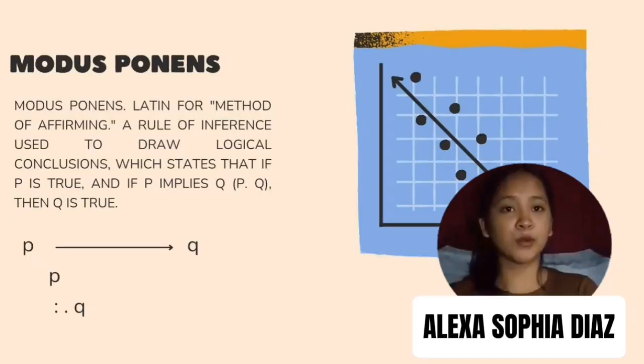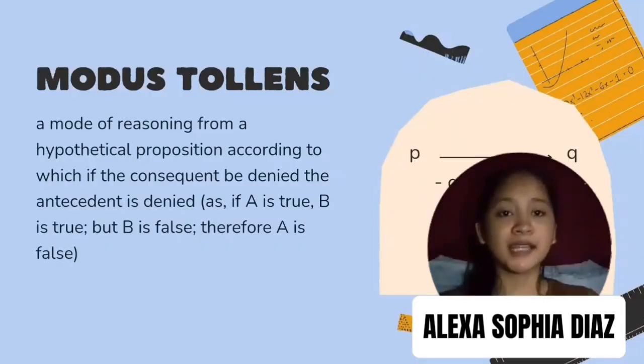First subtopic is modus ponens. It is a Latin phrase meaning method of affirming. If P then Q, and P is true, therefore Q must be true. Next is modus tollens, a hypothetical proposition according to which if the consequent is denied, the antecedent is denied. If P then Q, and Q is not true, therefore P must not be true.